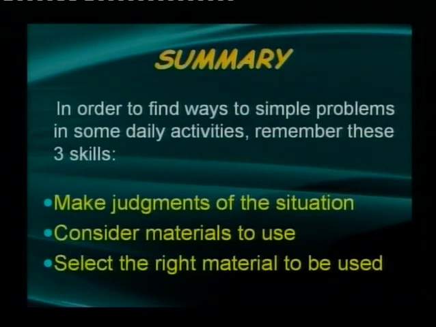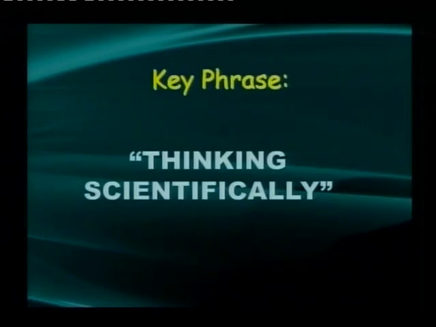Okay, class, for our summary. In order to find ways to solve simple problems in some daily activities, we have to remember these three skills. Class, bullet point number one: make judgments of the situation. Bullet point number two: consider materials to use. And the last bullet point: select the right material to be used. So these are the three skills that you should have in order to find ways to solve simple problems. And our key phrase, thinking scientifically. That's our key phrase.